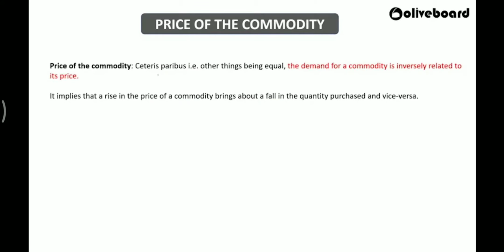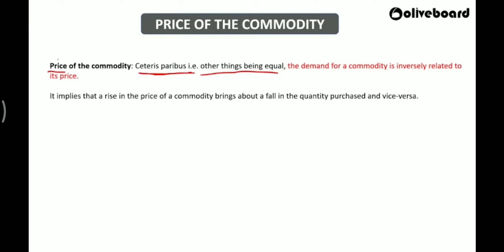Price of the commodity means, always, guys, whenever we are studying the determinants, we have to apply this condition for all the factors, whatever it is, whether it is income of the consumer, taste and preference of the consumer, or price of the related commodities. We have to apply this condition that is called ceteris paribus. What does it mean? Other things being equal, or other things being constant, or other things being same. When I talk about one factor, the other factors remain the same.